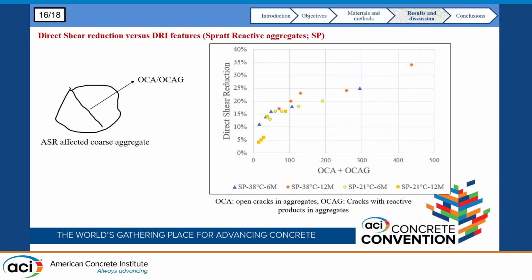reduction with our DRI features. As we know, the cracks in the aggregate will play a major role in aggregate interlock, and in this case, the cracks with or without gel will be critical in our assessment. So this plot has the direct shear losses on the vertical axis and the cracks in the aggregates with or without gel on the horizontal axis at 21 and 38 degrees Celsius after 6 and 12 months of exposure. According to this plot, we realize that the increase in the cracks in the aggregates corresponds to the increase in the loss in the shear strength.